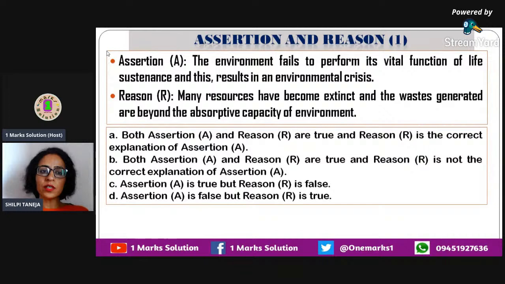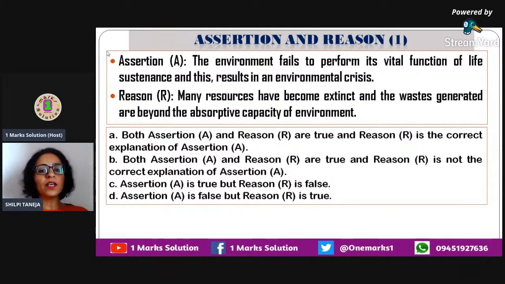So what are assertion and reason type questions? Let me tell you, beta. Assertion will be a statement in which you have to check whether the statement is right or wrong, true or false, and the reason will be the statement which may be defining the assertion, which may be related to the assertion, or which may not be related to the assertion.